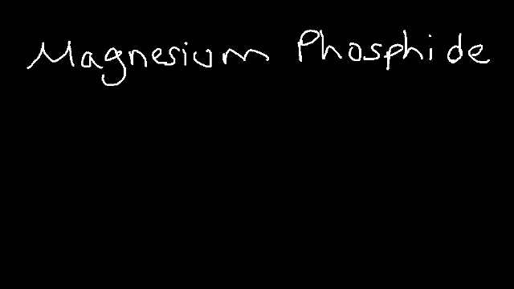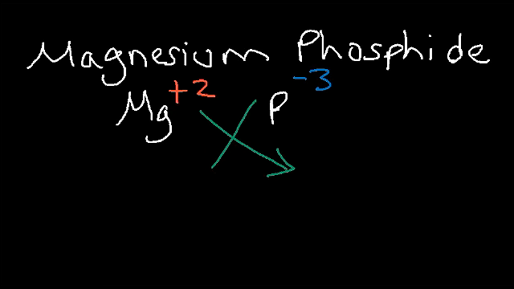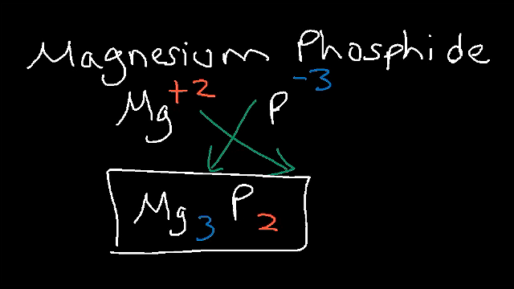So let's start with magnesium. Magnesium is found in group 2A of the periodic table. It's an alkaline earth metal, and so it has a +2 charge. Phosphide, it's in group 5A, just like nitrogen, and so it's going to have a -3 charge. So using the crisscross method, it's going to be Mg3P2. And so, as you can see, it's not very difficult to write the formulas for ionic compounds.